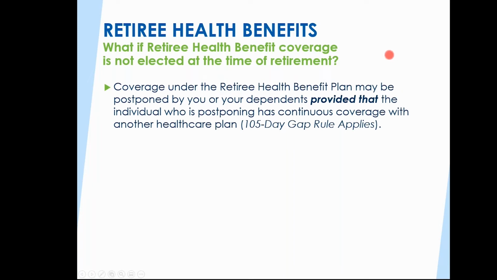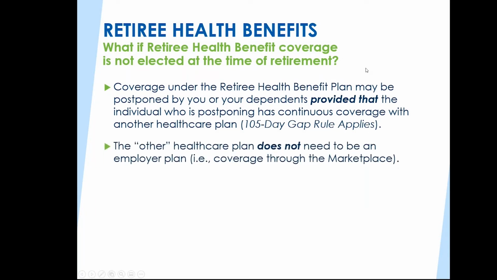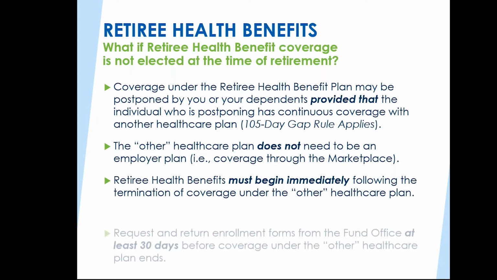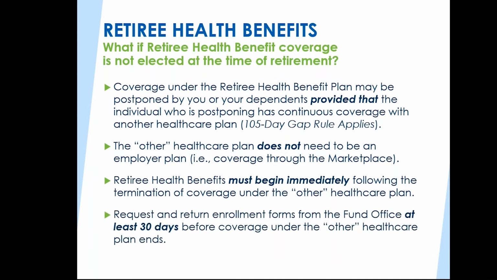So if you don't take coverage at the time your pension starts, maybe because you've got other coverage with another health benefit provider, say for 2 years, at the 2-year mark, when your coverage with your other provider ends and you want to come on to the retiree health benefit coverage at that time, you can do so, but you will be required to provide us with proof of what's called continuous coverage, continuous creditable coverage, really. The retiree health benefits must begin immediately following the termination of coverage under the other health care plan.